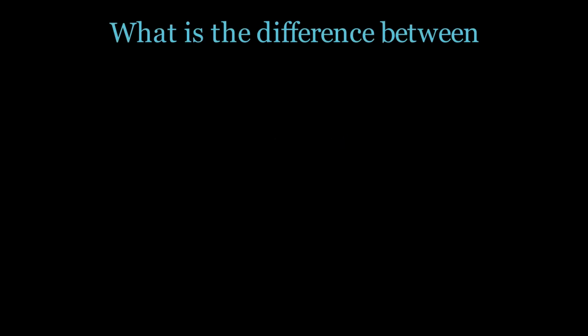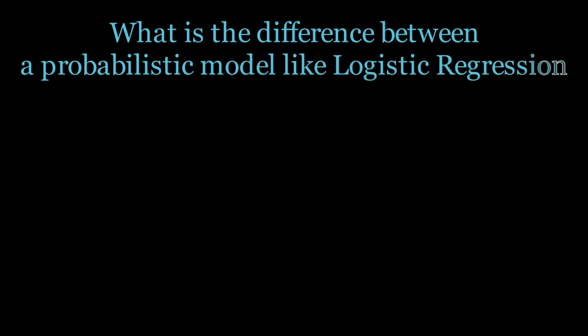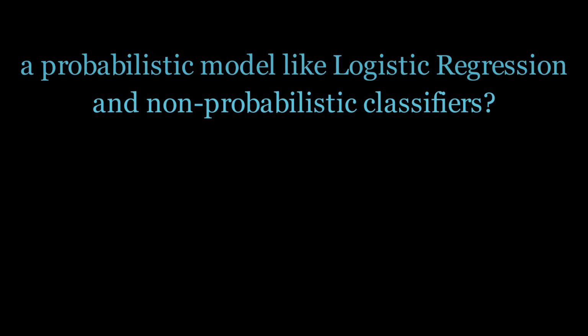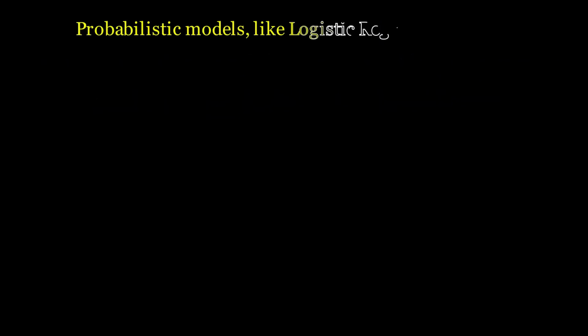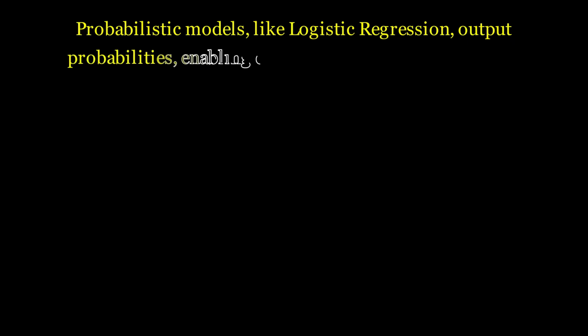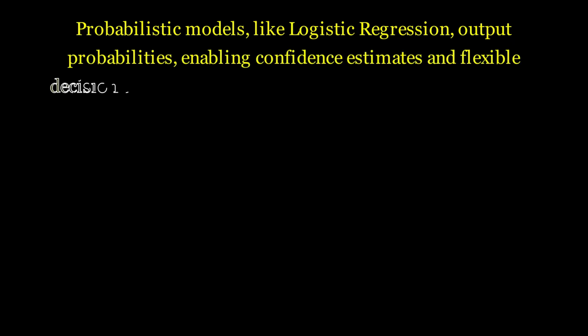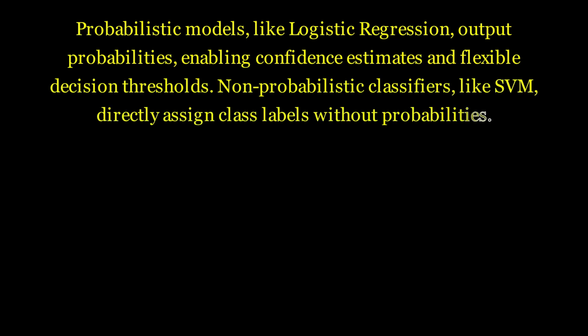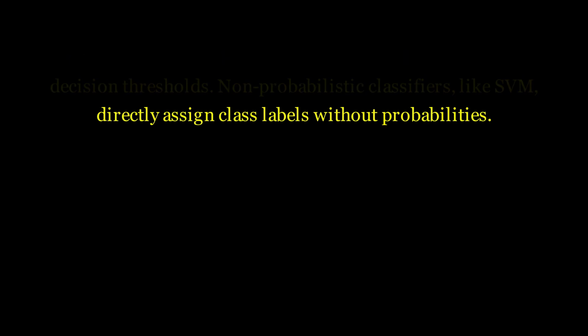What is the difference between a probabilistic model like logistic regression and non-probabilistic classifiers? Probabilistic models like logistic regression output probabilities, enabling confidence estimates and flexible decision thresholds. Non-probabilistic classifiers like SVM directly assign class labels without probabilities.